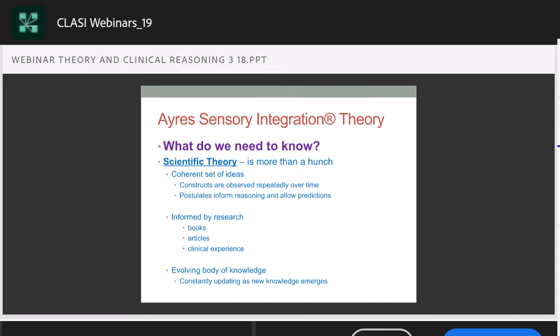And you're also looking at your clinical experience. So the collective clinical experience that might say that, well, we've seen these tactile problems before and we've seen that affecting fine motor control, just to use that example more. All right, and then what we're looking at is an evolving body of knowledge.